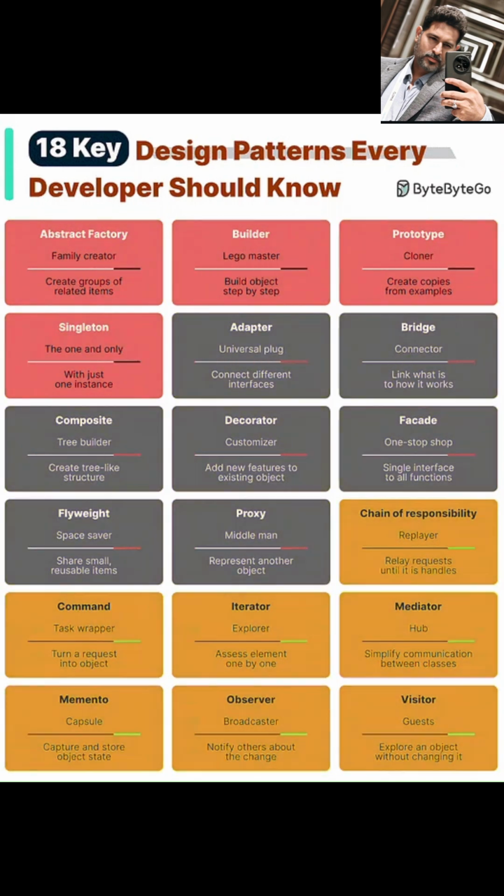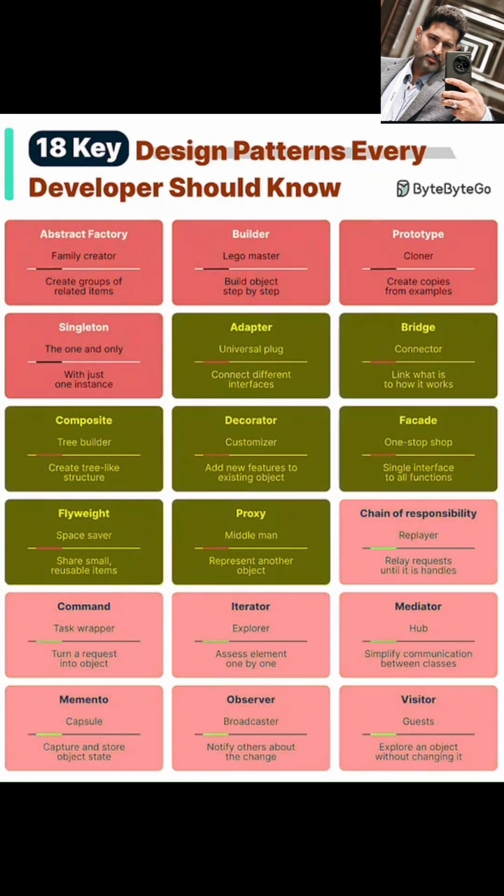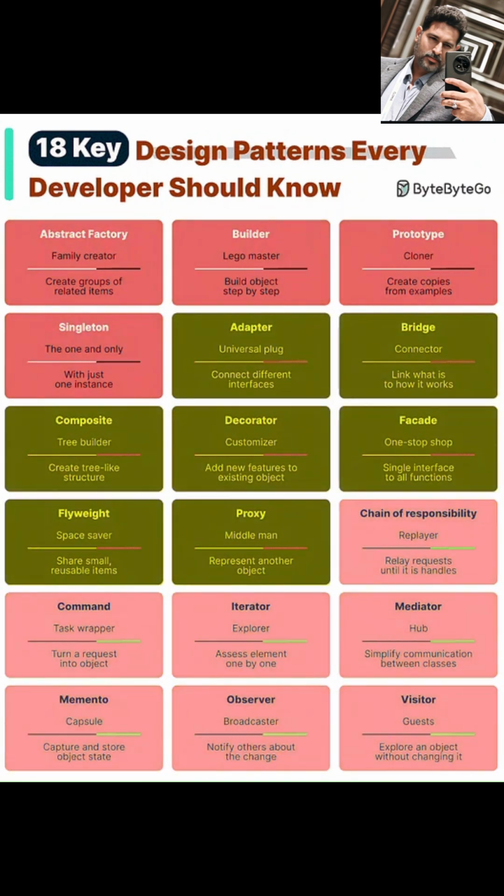Then there's the Memento, the capsule. This pattern allows you to capture and store the internal state of an object so that it can be restored to this state later. Think of the undo functionality in many applications.